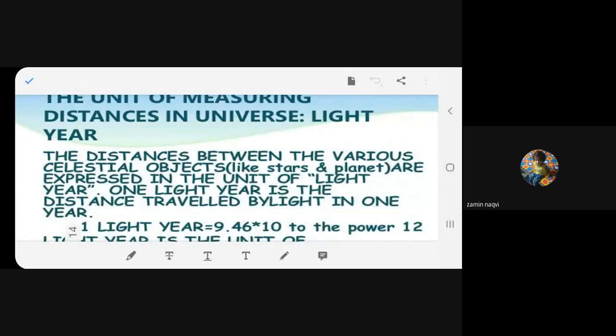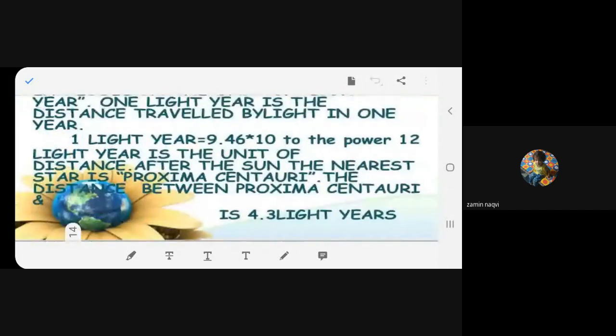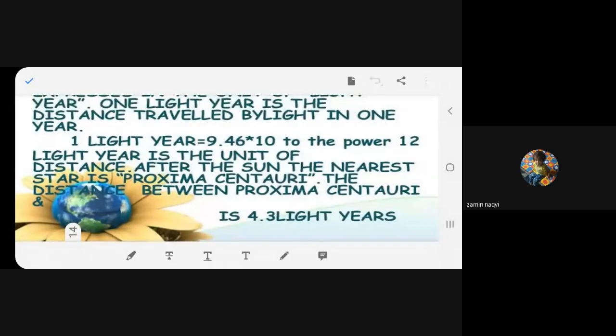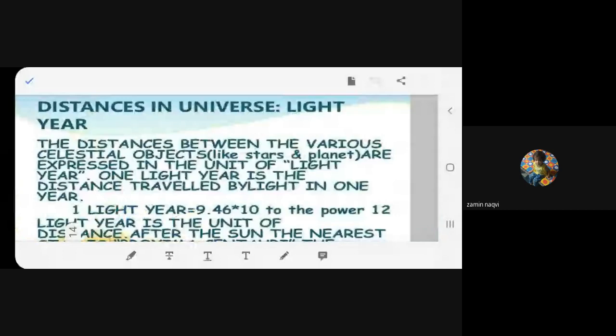What we know is that the speed of light is about 3 lakh kilometers per second. How much is it, beta? 3 lakh kilometers per second. So the distance of the sun from the earth, we can say, is about 8 light minutes. And the distance of Alpha Centauri that we talked about is about 4.3 light years. This is how we are measuring the distance in space. Is it clear?